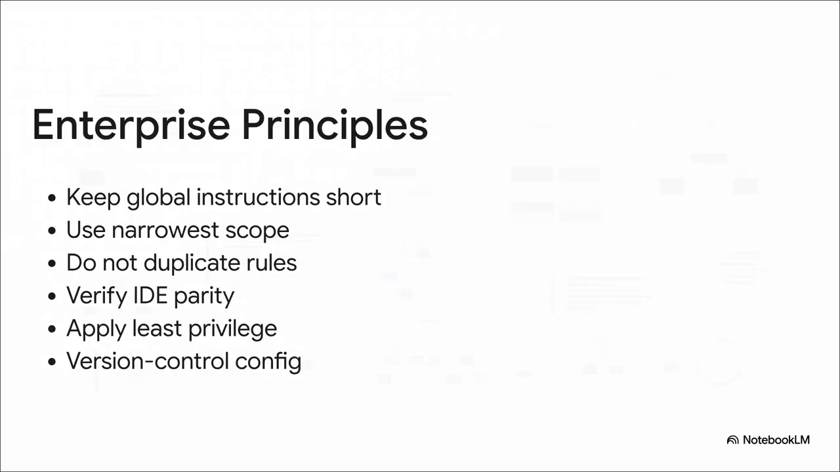Let's summarize the absolute fundamental governance rules here. First, keep your global instructions short to save that precious context window. Second, always use the narrowest scope possible. Third, never duplicate rules across files. Fourth, do not assume IDE parity. Always verify your team's environment. Fifth, assign tools using the principle of least privilege. And finally, treat all of this as actual engineering configuration, which means it absolutely must be version controlled right alongside your application code.